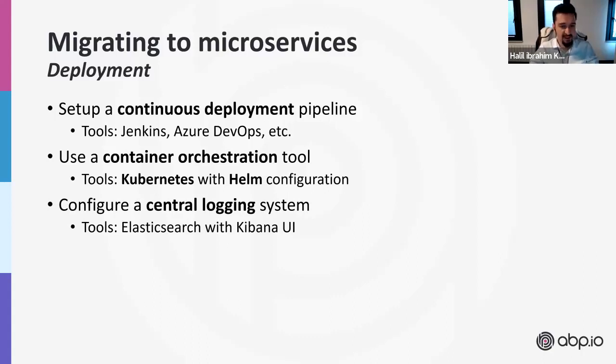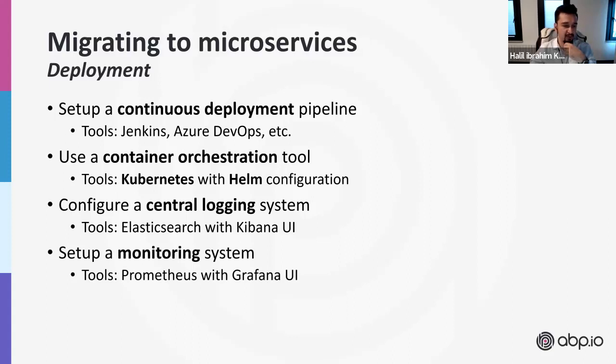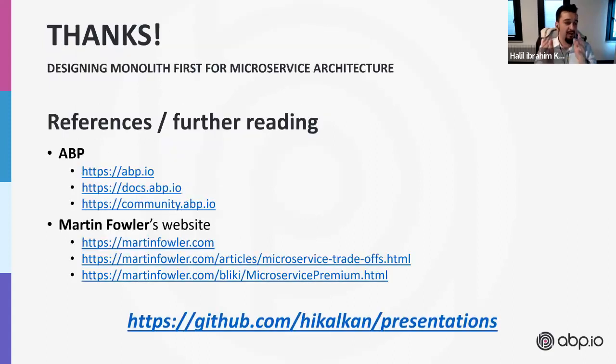Monitoring and tracing a microservice system will be hard, so you need to establish a central logging system and a kind of monitoring system. So all these steps were some of the major points of migrating to a microservice system from a carefully thought-out, modular, monolith-first application. My talk is over. Thank you all for listening.